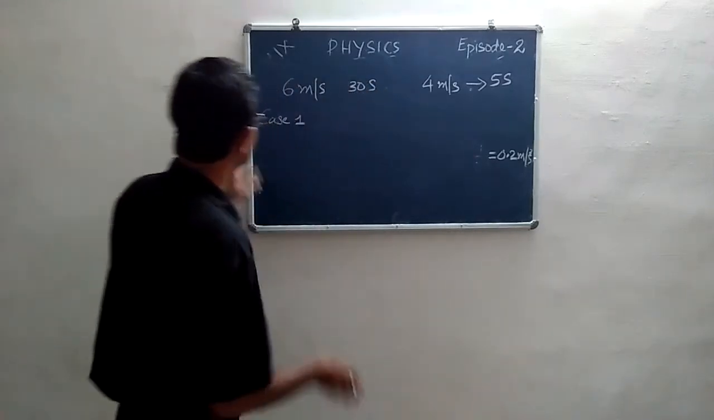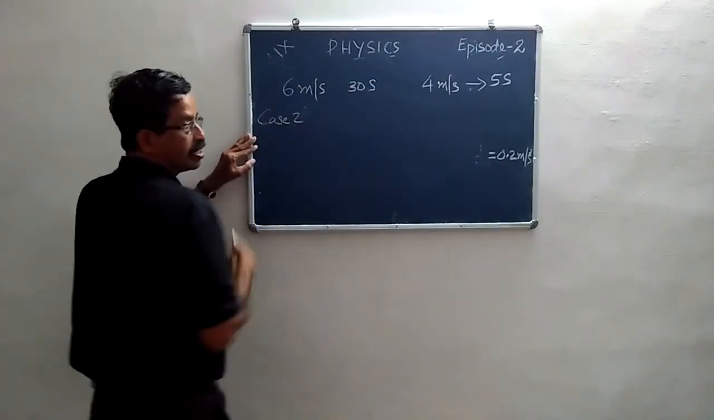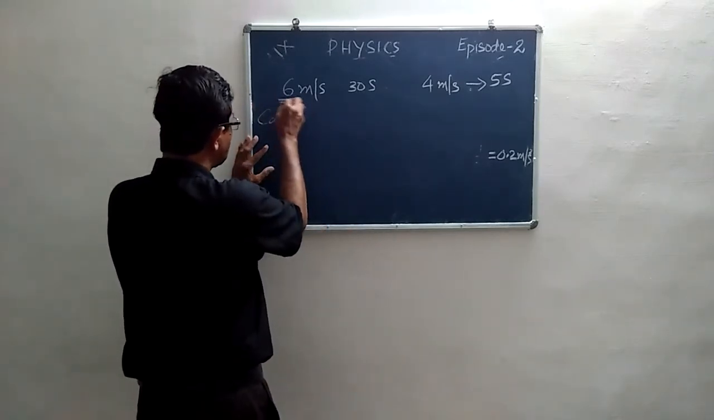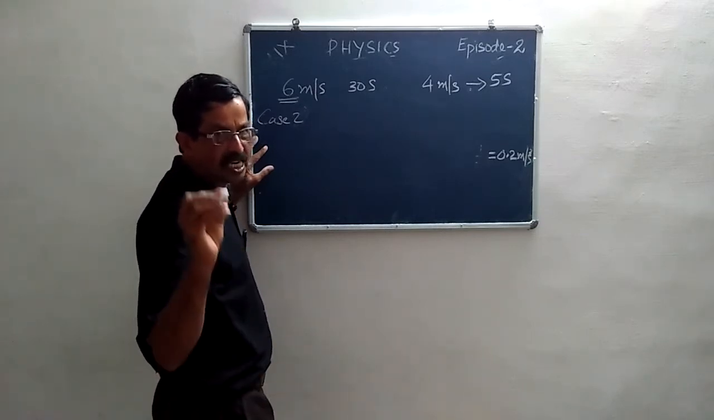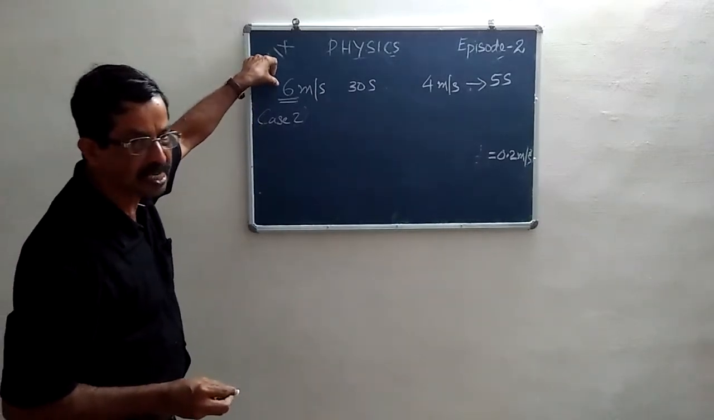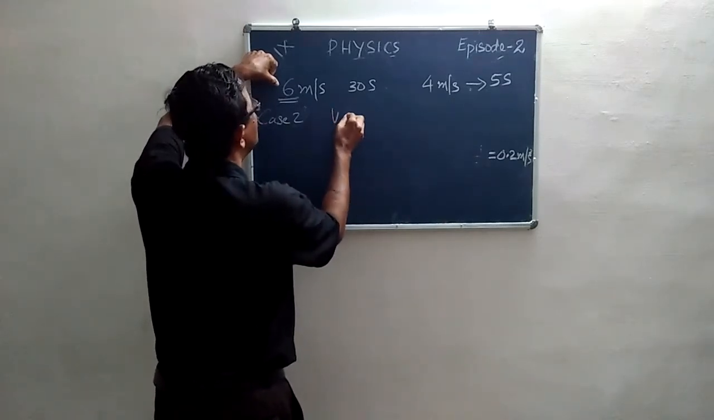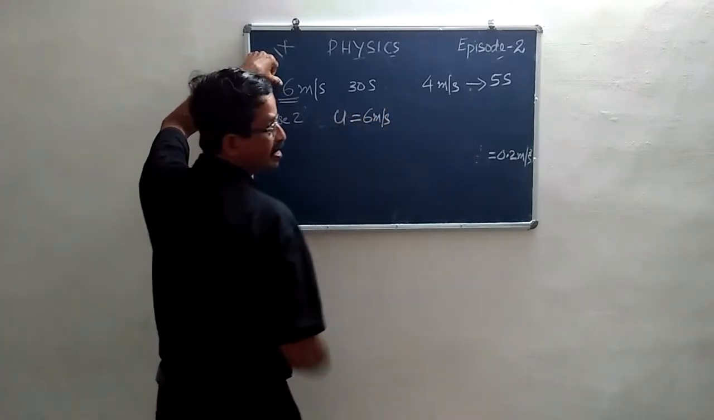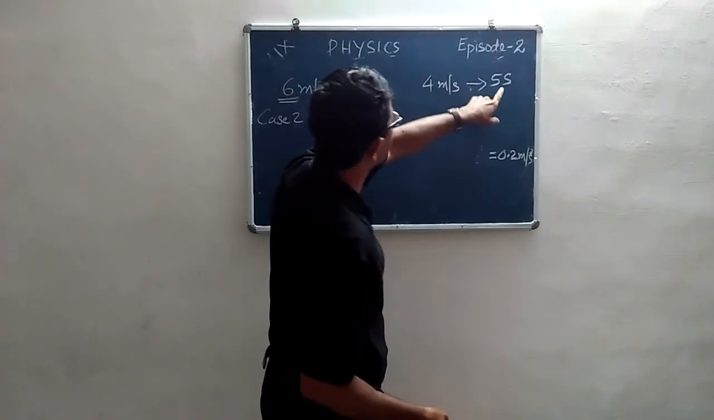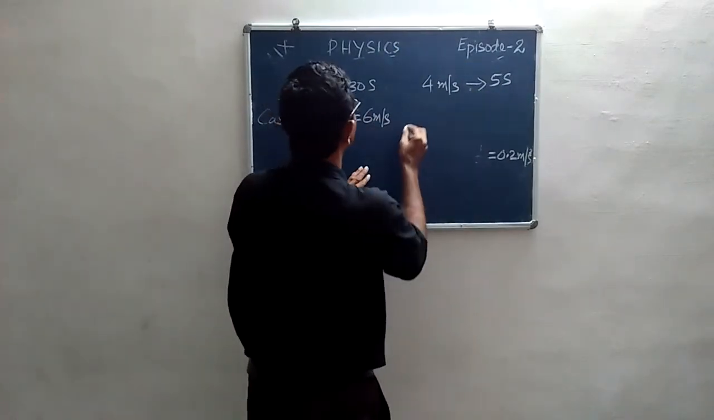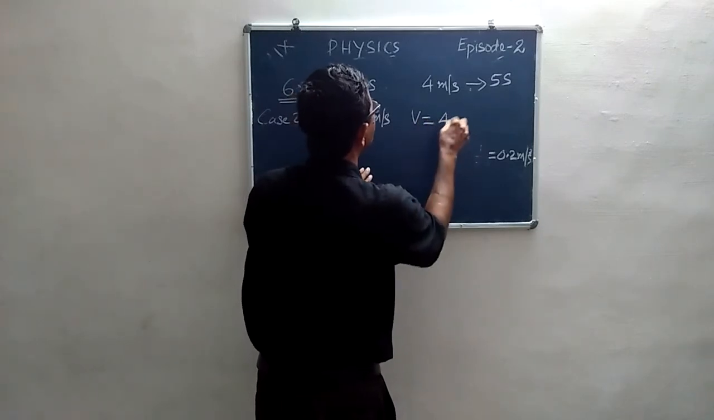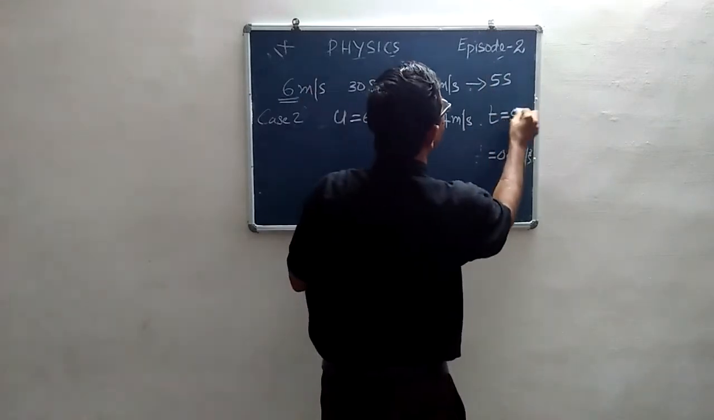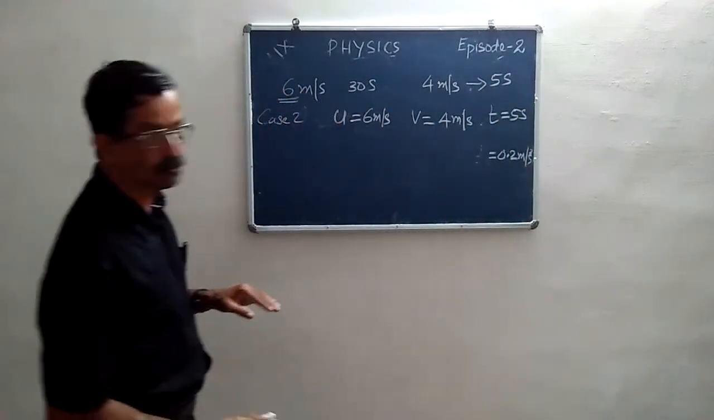See, in case 2, when he starts to apply the brake, its velocity is 6 meters per second. So u, the initial velocity, is equal to 6 meters per second. And after applying brakes for 5 seconds, its speed, that is the final velocity, becomes 4 meters per second, and the time taken t is equal to 5 seconds.